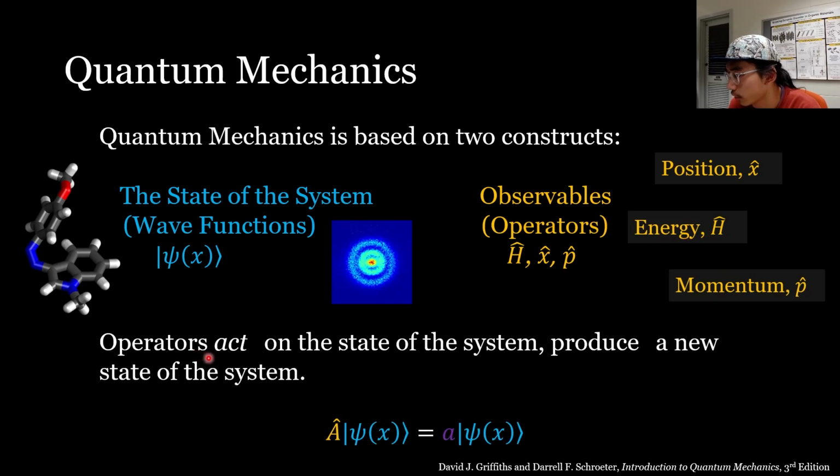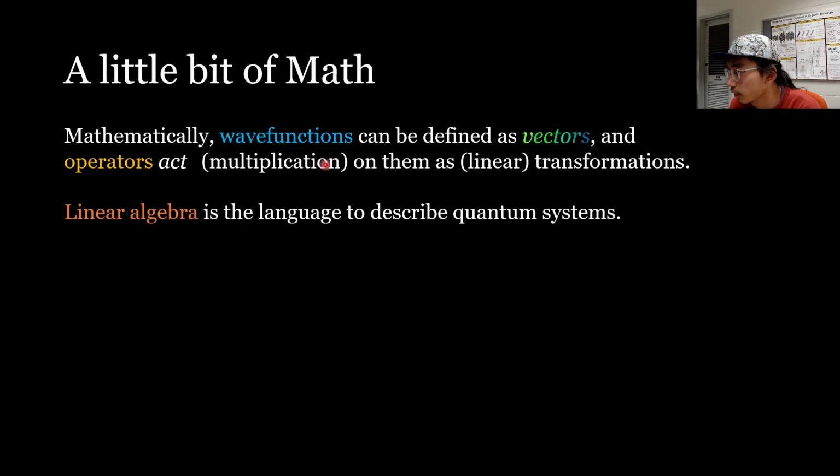So how do operators act on the state of the system? They act on the state of the system and give you a new state of the system, where the operator multiplies the state of the system and gives you back some value times the state of the system. So these wave functions are actually defined by vectors, and the operators act on them like linear transformations.